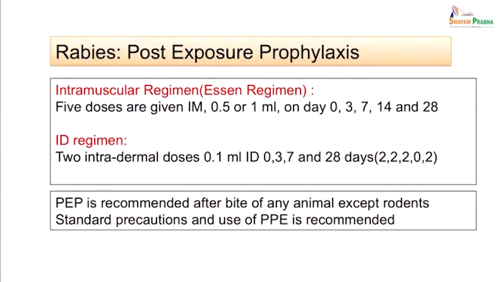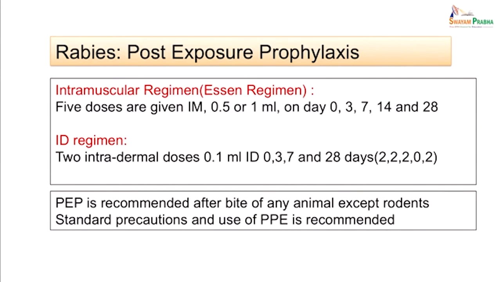So, two different types of regimens are usually employed. The intramuscular regimen, also known as the Essen regimen, includes giving 5 doses of 0.5 or 1 ml intramuscularly on day 0, 3, 7, 14 and 28. The other regime commonly used is the intradermal regime. For the intradermal regime, 2 intradermal doses are given on each day. So, 0.1 ml is given intradermally on days 0, 3, 7 and 28.